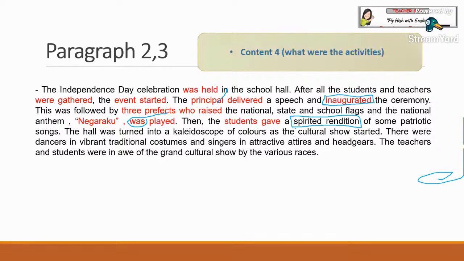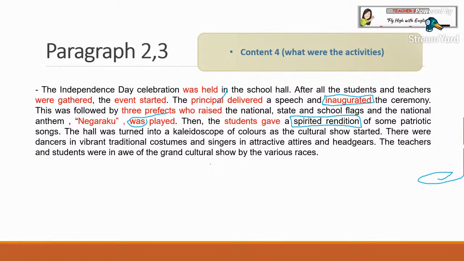Okay, spirited rendition means bersemangat. You're very enthusiastic. Rendition is your version of the song. Okay, it's your style of singing. So you are very excited to sing the patriotic song.